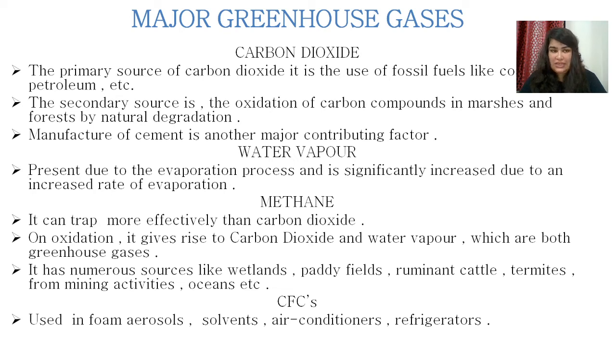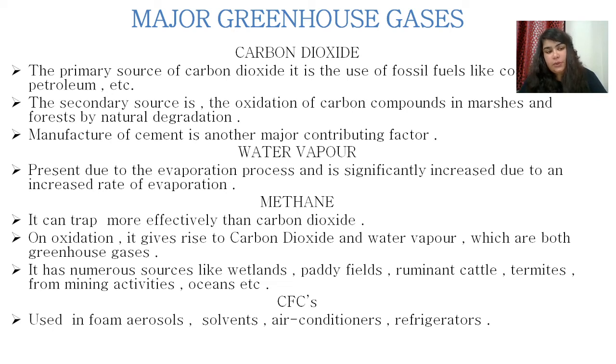First and foremost is carbon dioxide. You all must have read that carbon dioxide is one of the major greenhouse gases that we have, right? So the primary source of carbon dioxide is the use of fossil fuels like coal, oil, petroleum, etc. Right? Now the secondary source is the oxidation of carbon compounds in marshes and forests by natural degradation, right? Then we have the manufacture of cement, which is another major contributing factor, right?